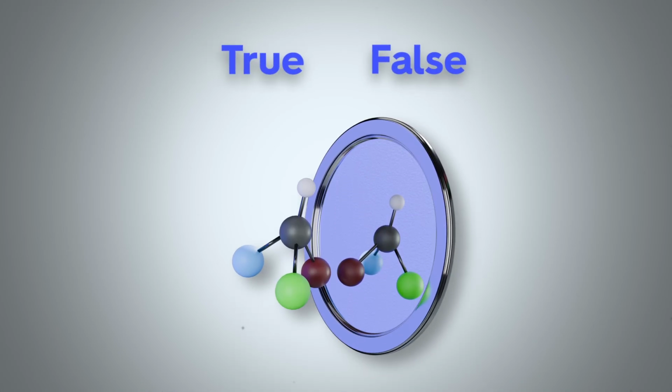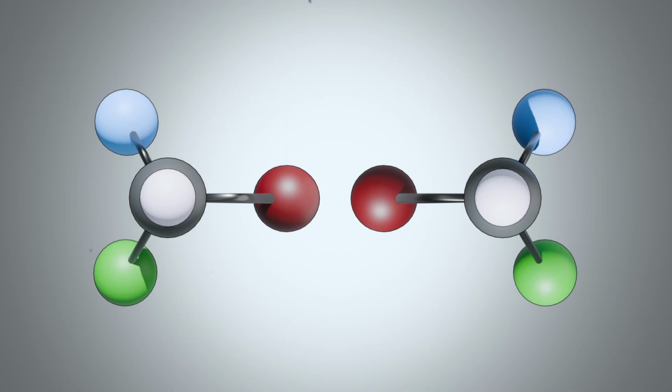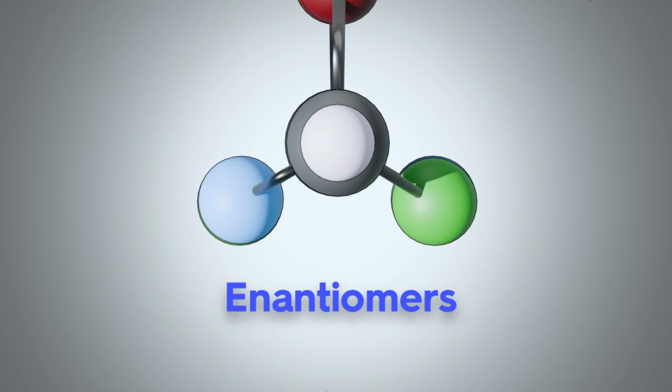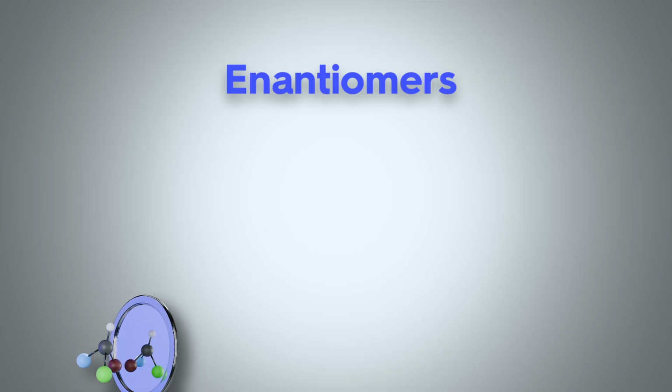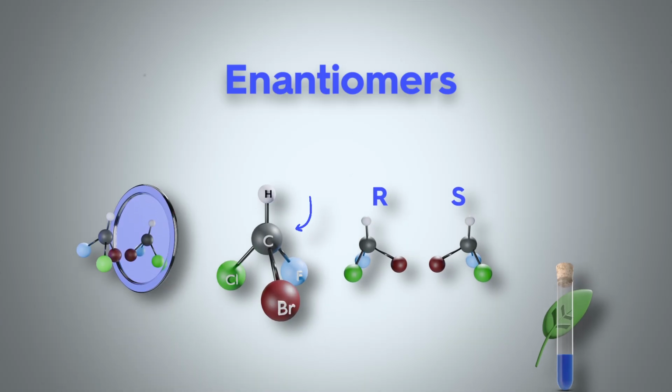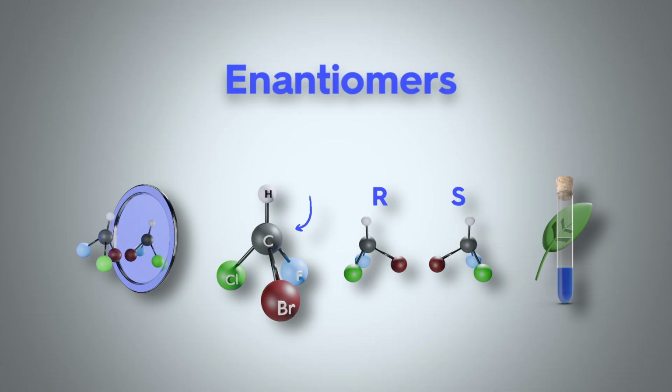True or false? A molecule and its mirror image are always the same. Lock your answer. The answer is false. Sometimes the mirror image is a different molecule. Those pairs are called enantiomers. In this video, you'll learn what enantiomers are, how to spot them, how they behave, and why they matter, from naming rules to real-world examples.